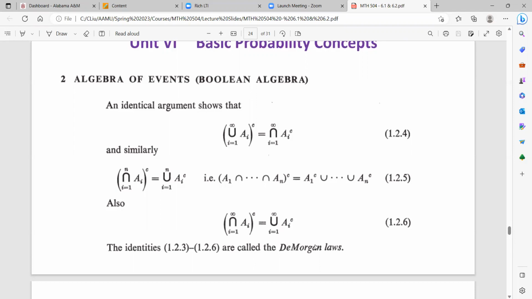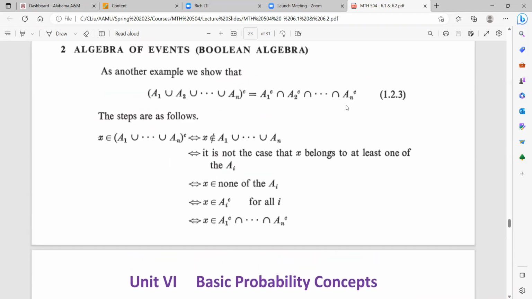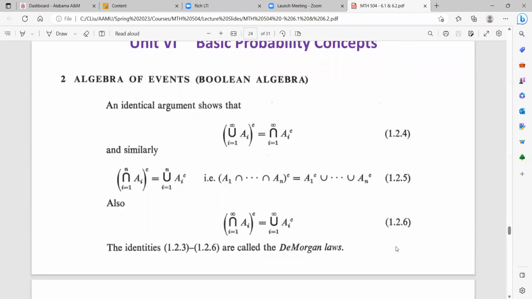And these equalities are called De Morgan's laws. I think you learned it before, from 1.2.3 to 1.2.6. So when you take the complement of intersections or unions, it just becomes the union or intersection of the complement of each.